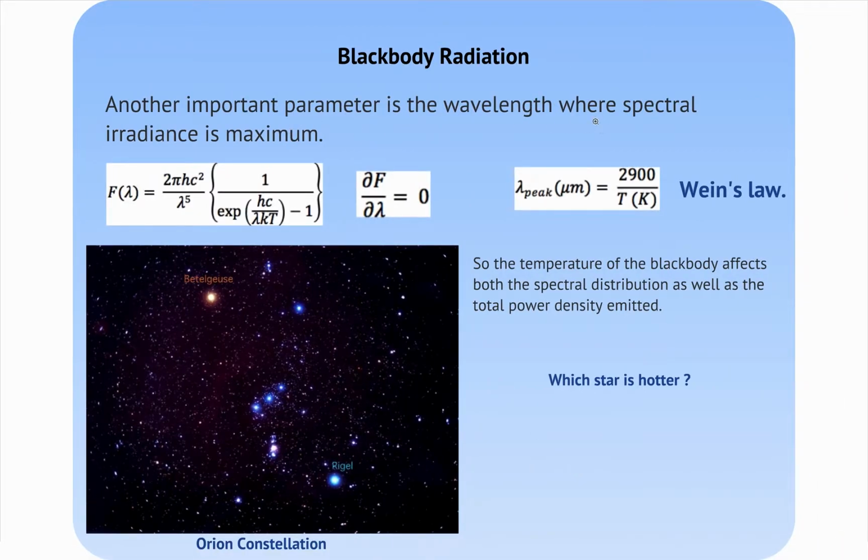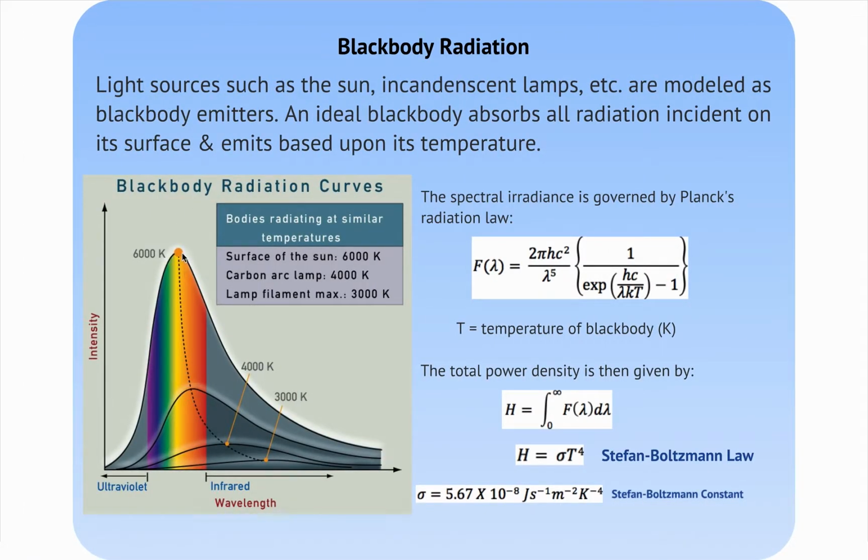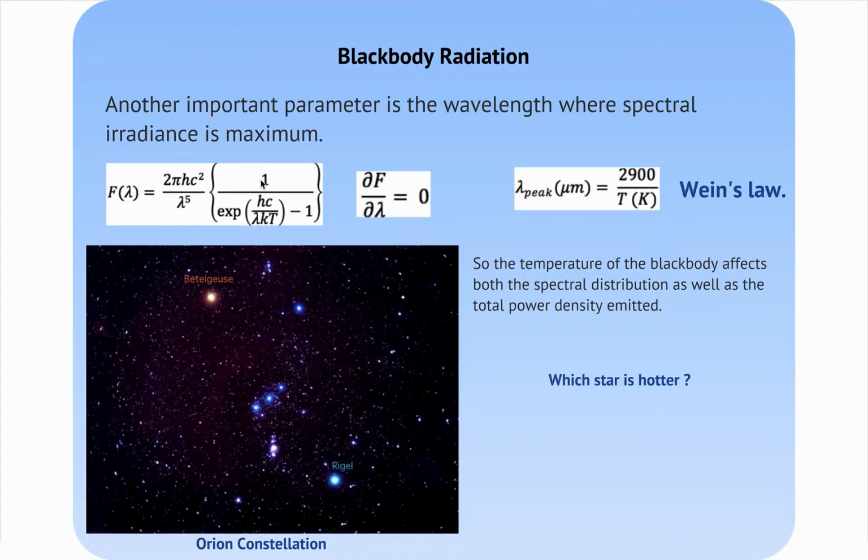Another important parameter is the wavelength at which spectral irradiance is maximum. In other words, in these curves, how does this peak value change? You can see that it goes to the longer wavelengths into the red at lower temperatures. So let's see if we can make sense of that. To compute that is relatively straightforward. You take Planck's radiation law, and you take the derivative with respect to wavelength, because that's that curve. You put it equal to 0. That's from calculus. We know that's how we find the peak values.